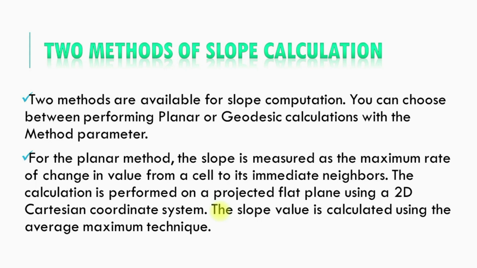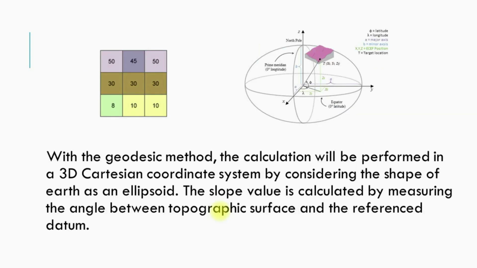The slope value is calculated using the average maximum technique. With the geodetic method, the calculation will be performed in a 3D Cartesian coordinate system by considering the shape of Earth as an ellipsoid. So you can see in the top right image how the geodetic slope is calculated. Longitudes and latitudes are used here, and the T is the target location of the pixel, for instance, and how the slope is calculated in this case.